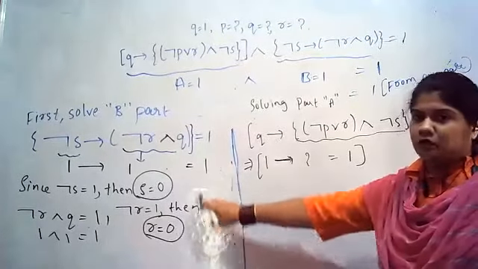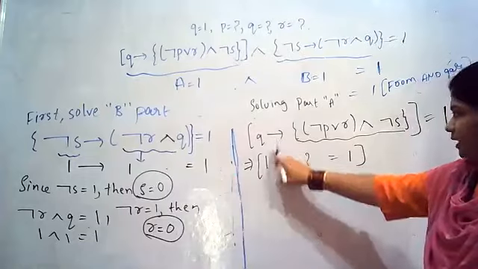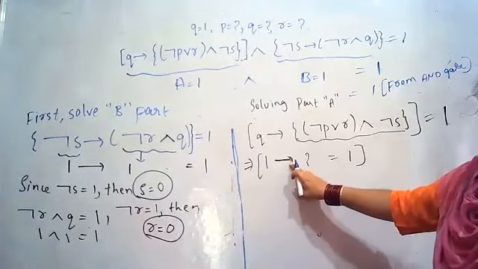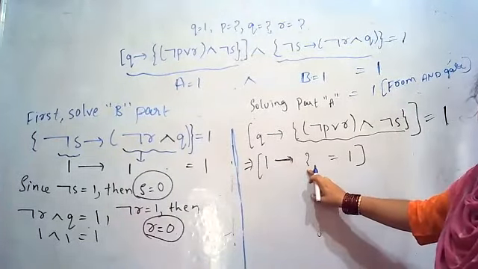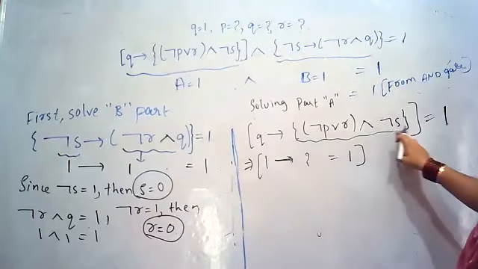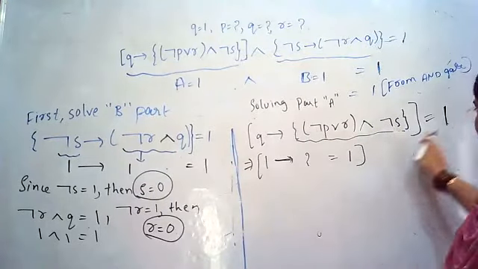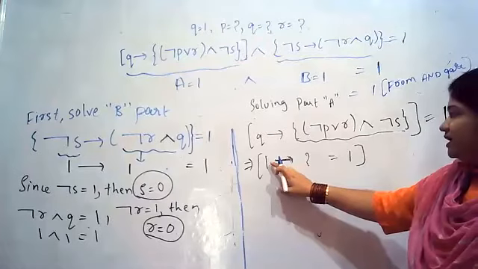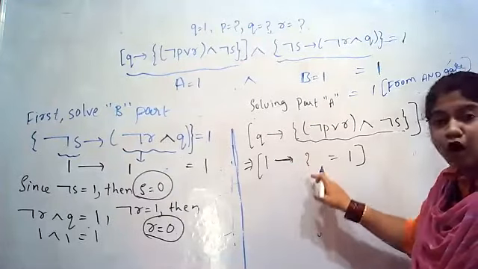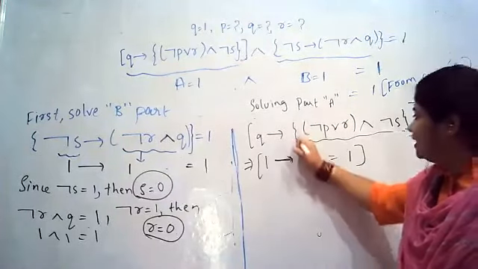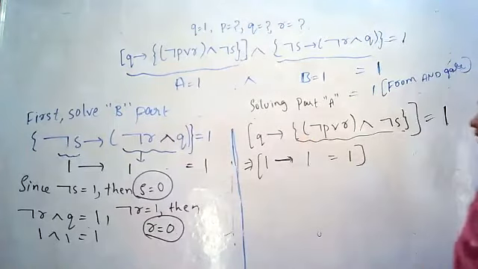Okay, S is 0. Correct. Then R is 0. Then Q is equal to 1. And here I have a condition. This is a question mark. Question mark means what? This complete expression is equal to 1. So what is 1 condition what is equal to 1? Definitely it is 1. 1 condition 1 is equal to 1, as we know.